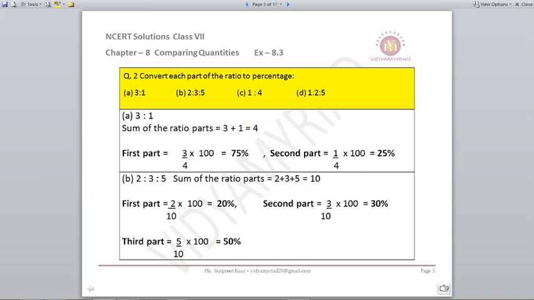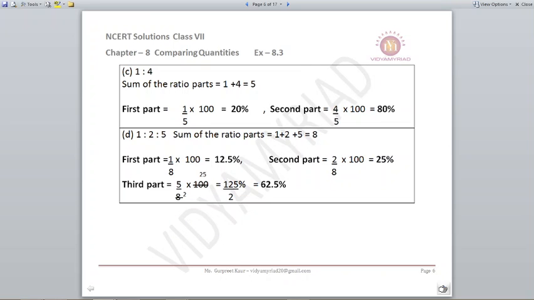Now in order to check whether your answer is correct or not, you can add all the percentages. Like in the first part you got 75% and 25%. Add them together, you should get total as 100. That means your answer is correct. Same way in the B part, you have 20 plus 30 plus 50, only the answers. Just add them together, total should come to 100.